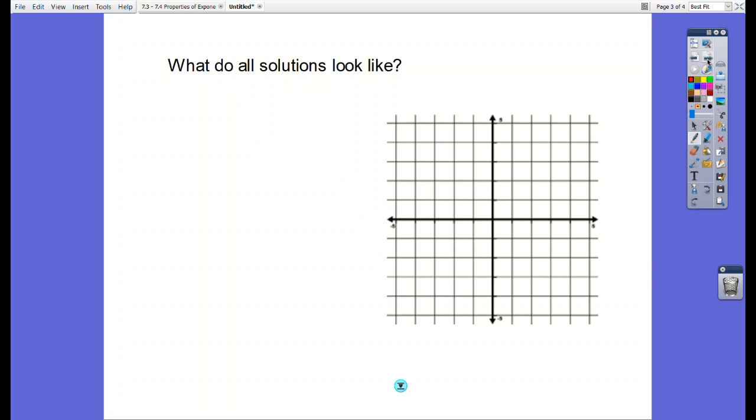All right, so what do all the solutions look like? We started class by saying there's an infinite number of them, not just one. So let's look at that. We want to graph, because that's how we're going to show all the solutions. So we want to graph y is greater than x plus 2.